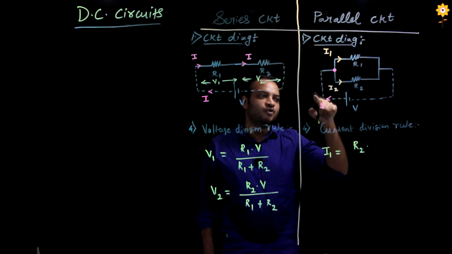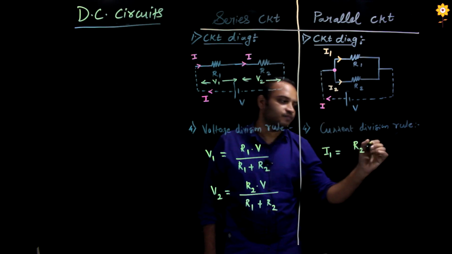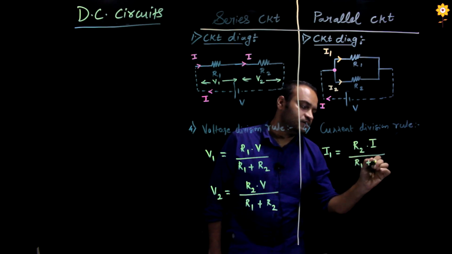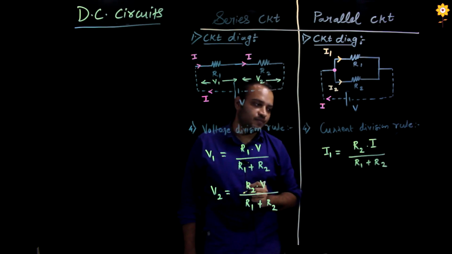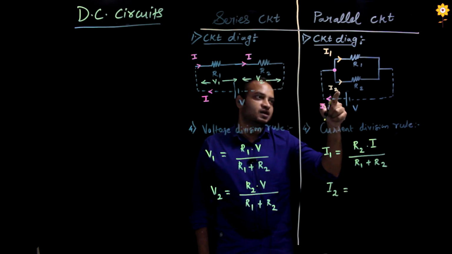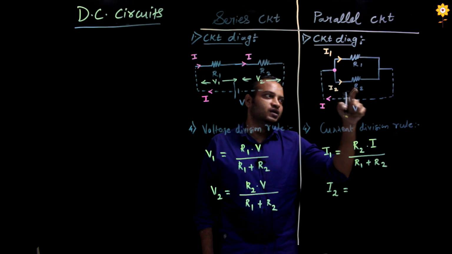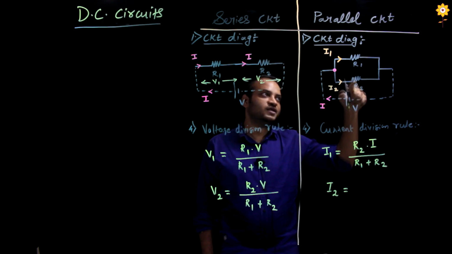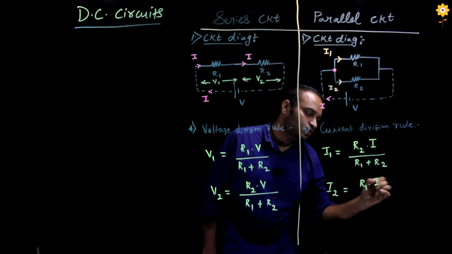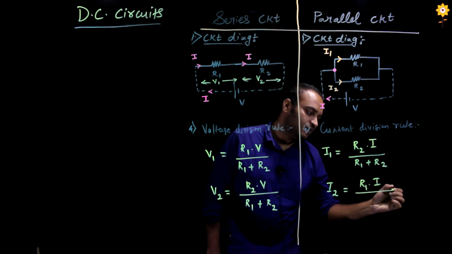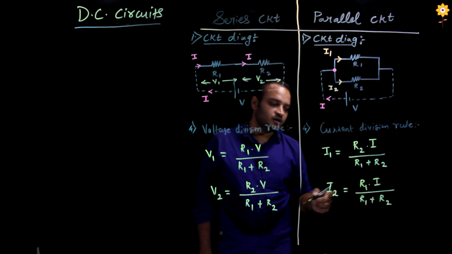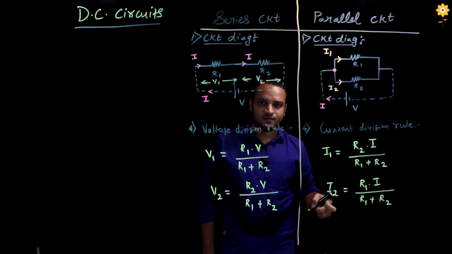into the current before division, that is this current I, upon R1 plus R2, that is the resistances which are in parallel. Same way if I want to write what is the current I2, I2 is the current flowing through R2. So look at the opposite resistance, that is R1. So I'll write R1 into current before division divided by R1 plus R2. How to apply this we will see with an example also.